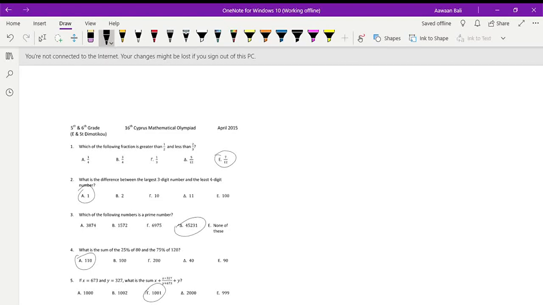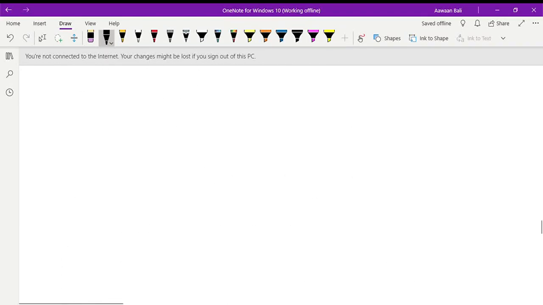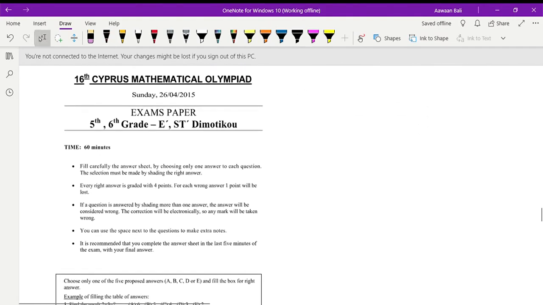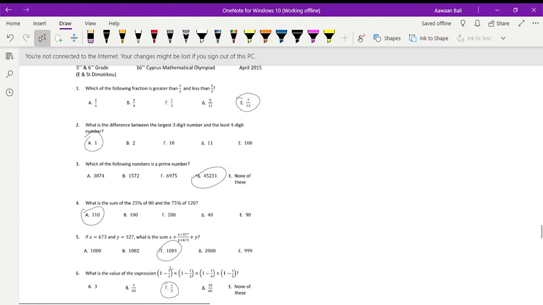Hello everyone, it's me Awan, and today we're going to be doing another paper. This one is the 16th Cyprus Mathematical Olympiad. This exam commenced in 2015, and it's for the 5th and 6th grade. So without further ado, let us begin.